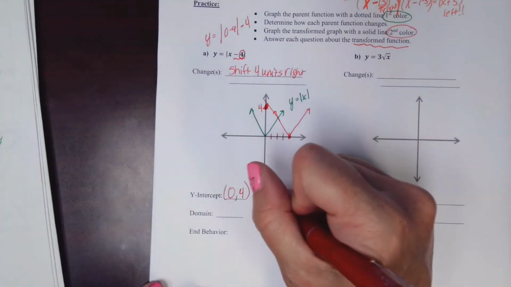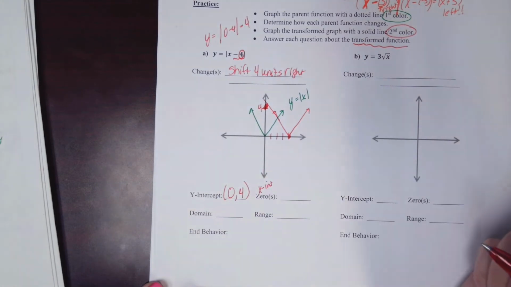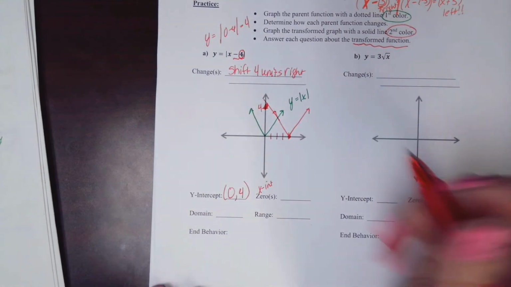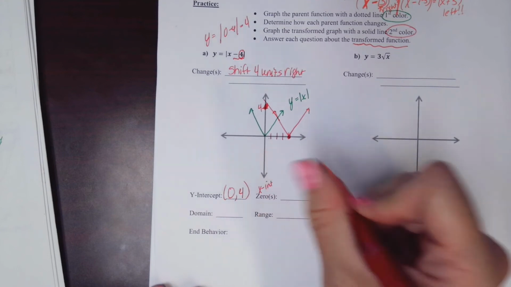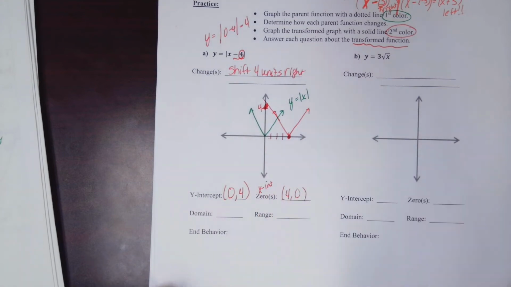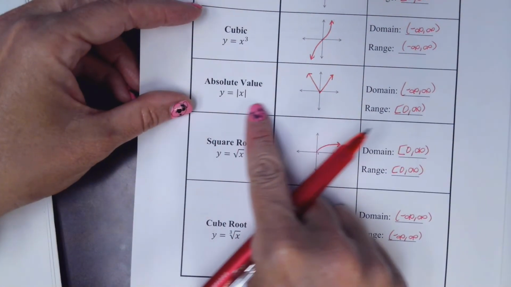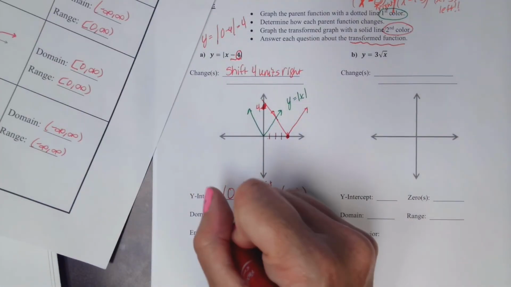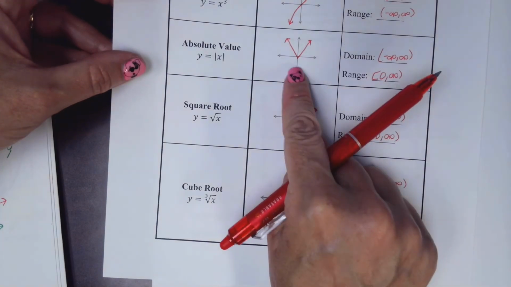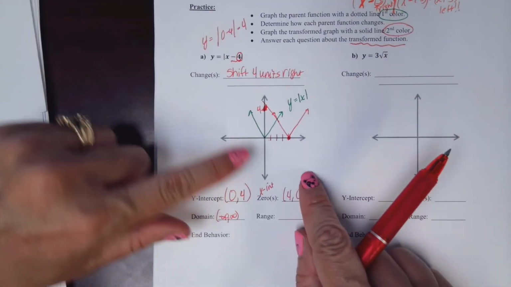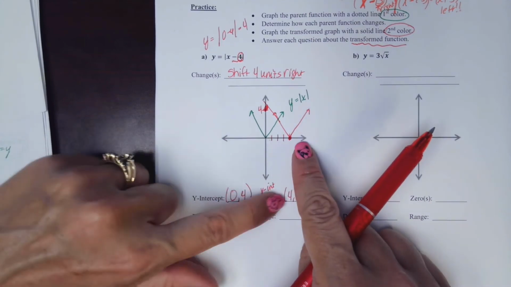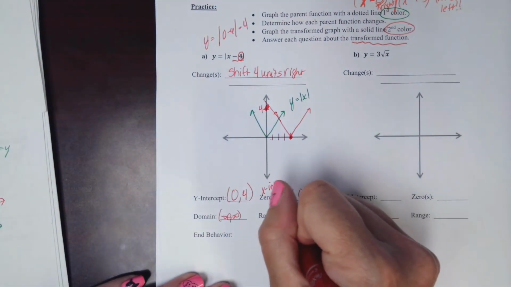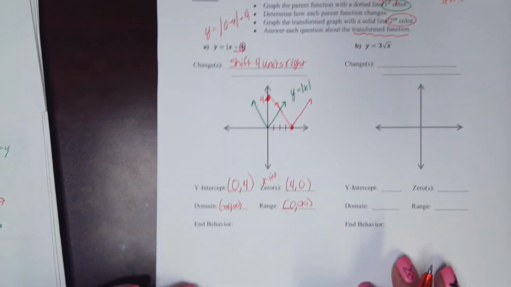Zeros are the same thing as my x-intercepts. X-intercepts happen when y is 0. Well, that's that point right there on the x-axis for 0. Domain and range: the domain of my parent function is all real numbers. Once it starts as all real numbers, it stays all real numbers. Range has a limit. For the parent function, its limit is 0. I moved it to the right. I didn't move it up or down, so my range is still from 0 to infinity.